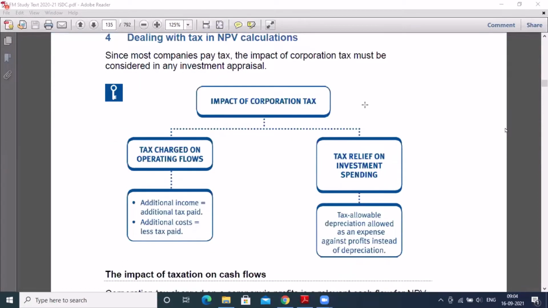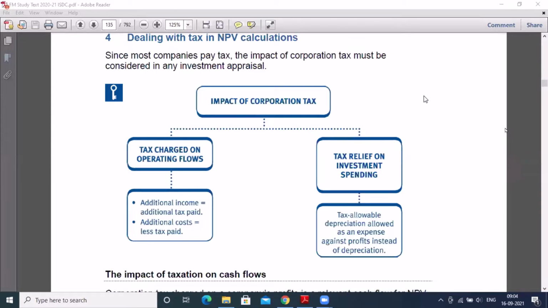So here you can see most companies pay tax. As per the respective tax authorities, they will be paying the tax. So the impact of corporate tax must be considered in the investment appraisal. It means that whenever you are making investment decisions, you should consider the impact of tax. Now, generally, the impact of corporate tax is charged on operating flows, and we should also focus on tax relief on investment spending. So do remember tax relief on investment spending and tax charged on operating cash flows. First we will be focusing on this.